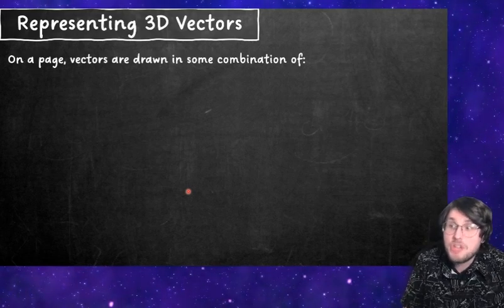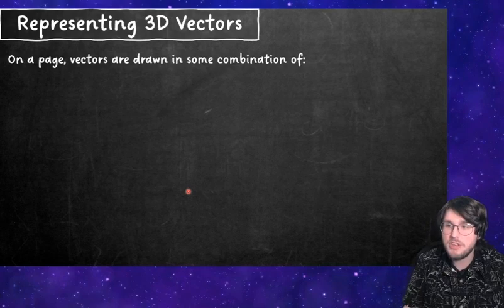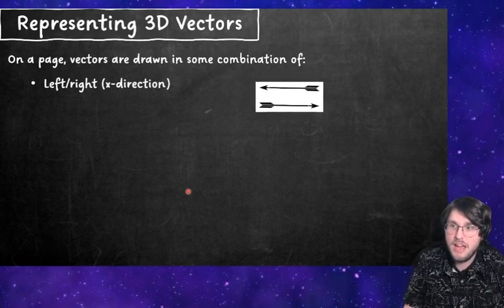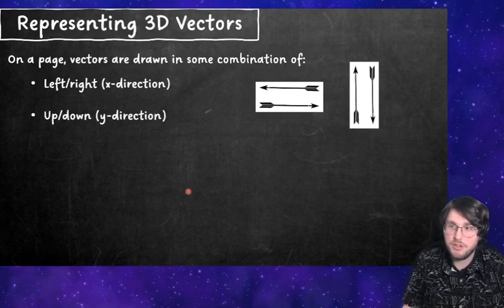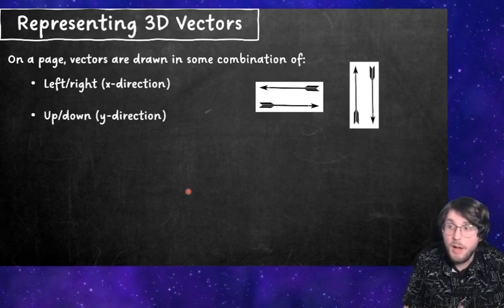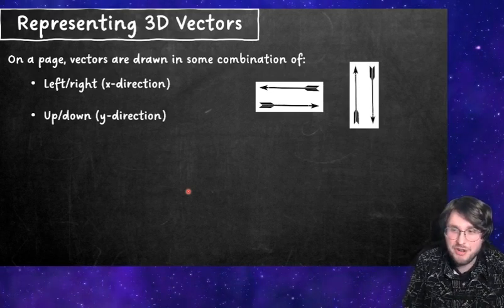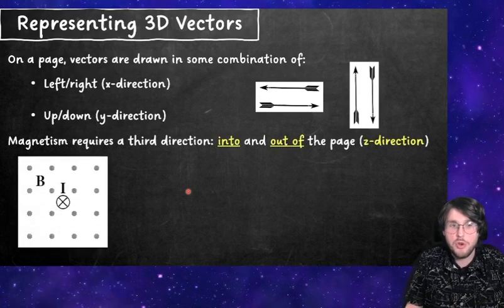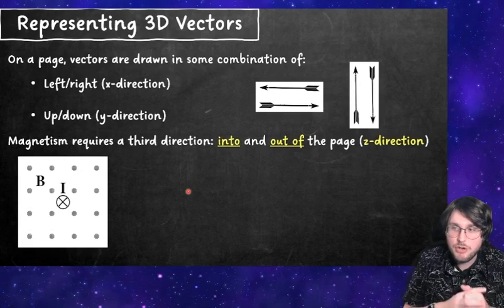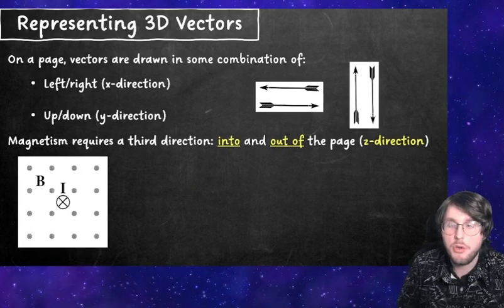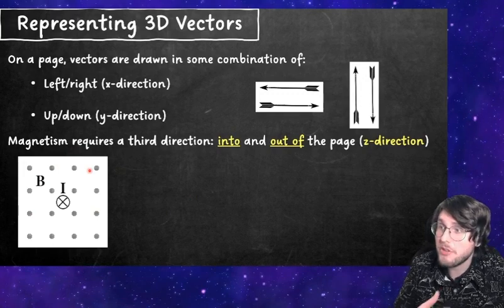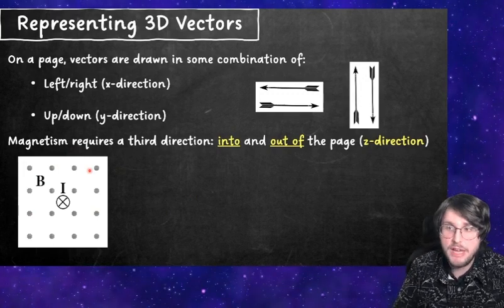On a page, generally, up till now, we've been representing vectors in some combination of left-right vectors in the x direction, up and down vectors in the y direction. But because now we have to represent vectors in a third direction as well, I'm going to introduce to you the third direction, which is into and out of the page, otherwise known as the z direction. So in this picture over here, you get a pretty good representation of what those sorts of vectors look like.